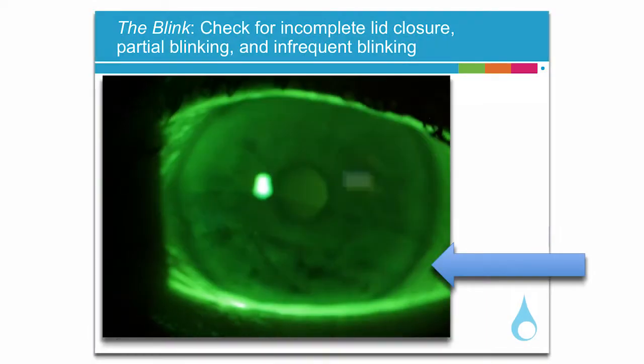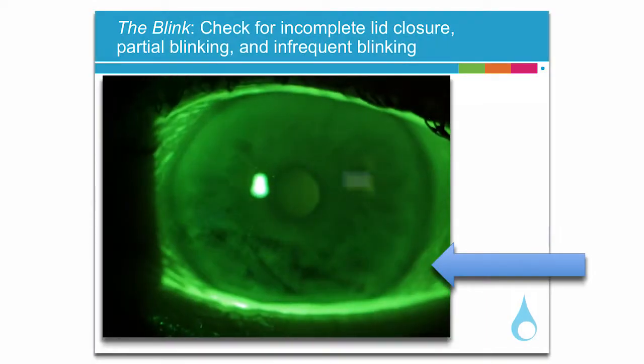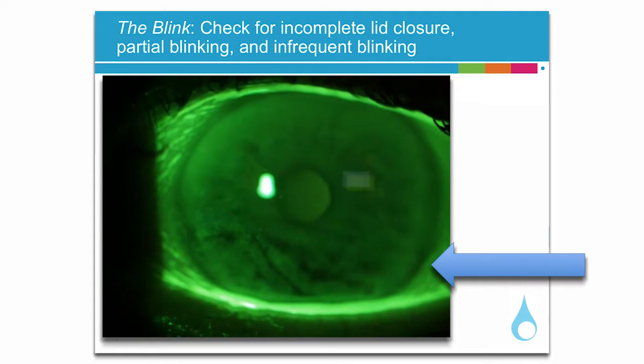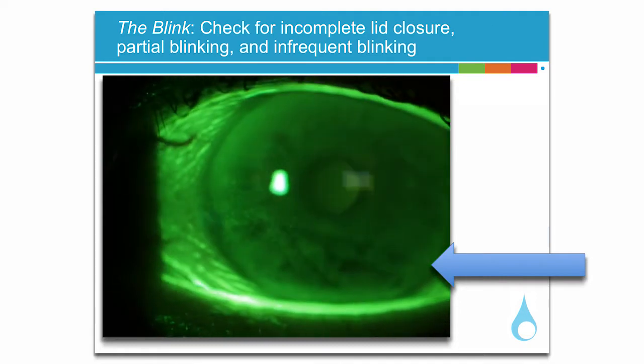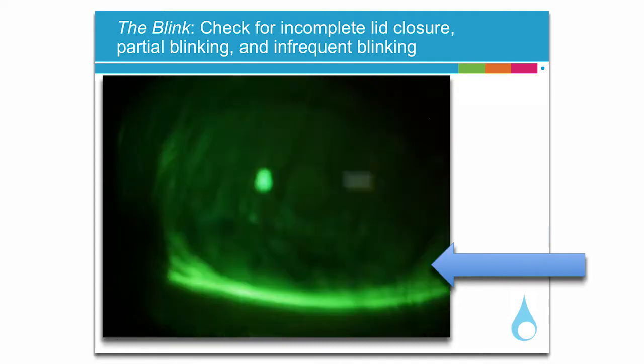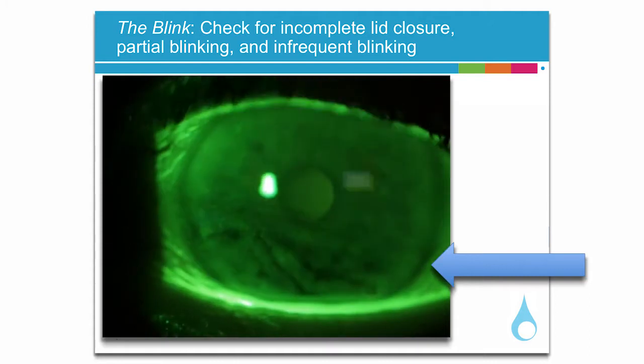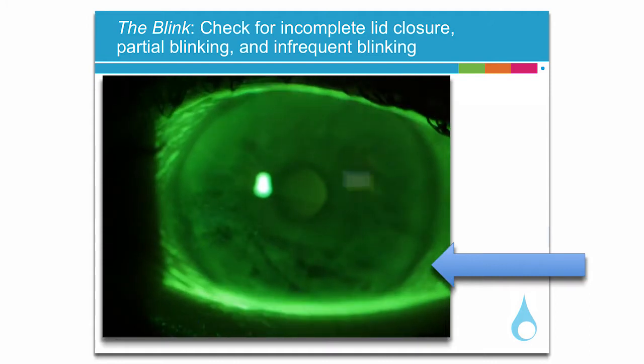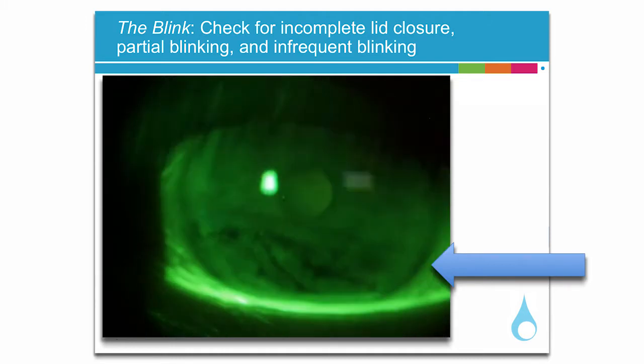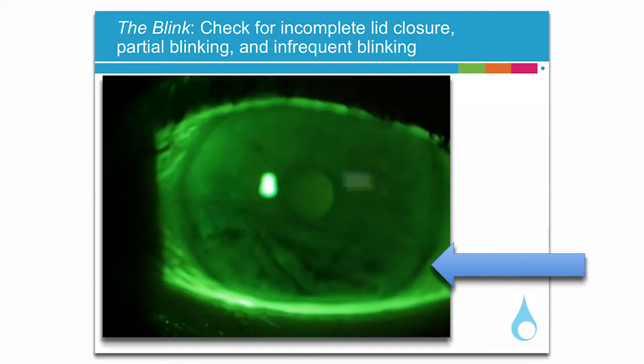When evaluating the blink, check for incomplete lid closure, partial or infrequent blinking. In this video clip, we see a partial blink pattern whereby the upper and lower lids never meet, thus leading to drying out of the tear film over the lower one-third of the cornea. This can lead to exposure keratitis.